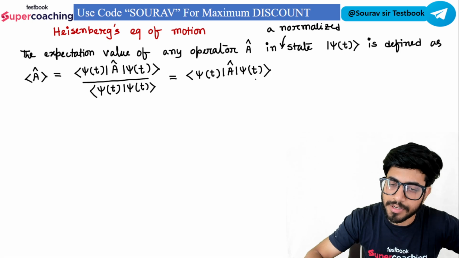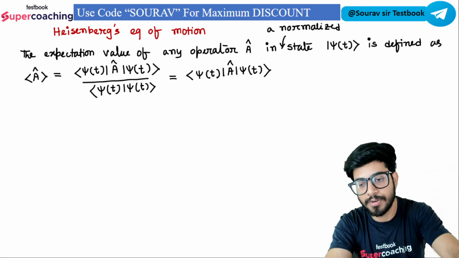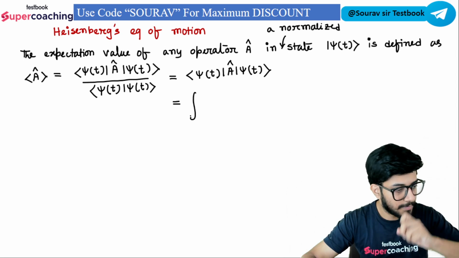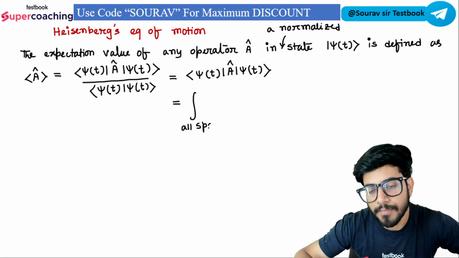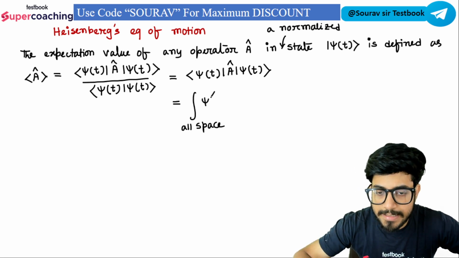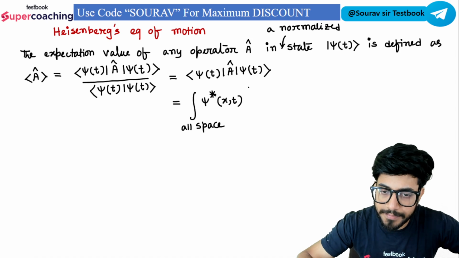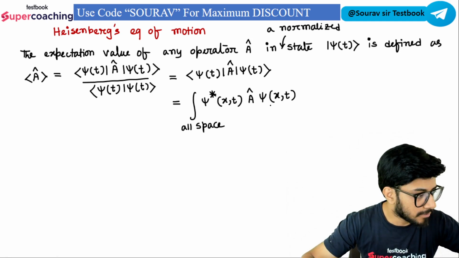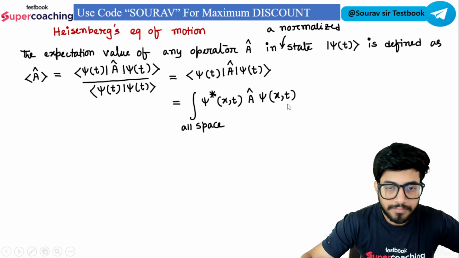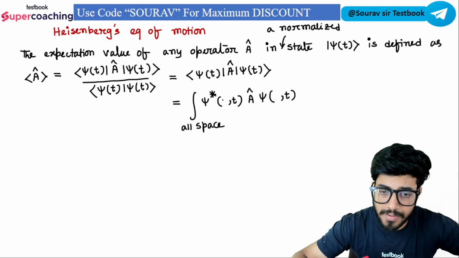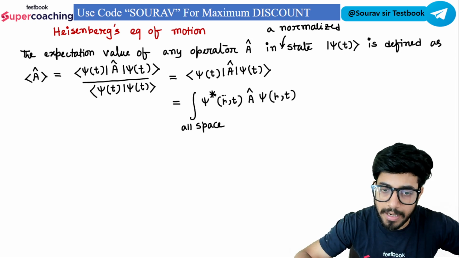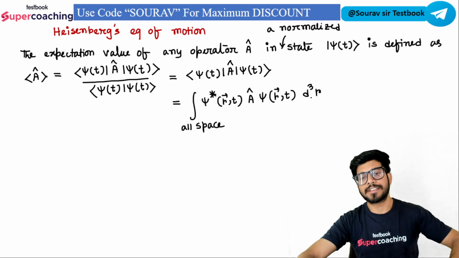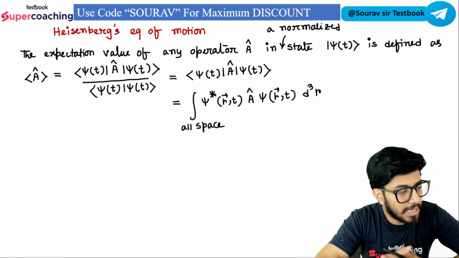That's in bracket notation. This is in bracket notation, but if I want to write the same thing in wave function notation, how will I write it, friends? I can write it as the integral over all space of psi star of x comma t, A cap, psi of x comma t, right? Or if I'm writing it in 3 dimensions, you can write r vector comma t, d cube r, which is actually equal to dv. I can write it like this.